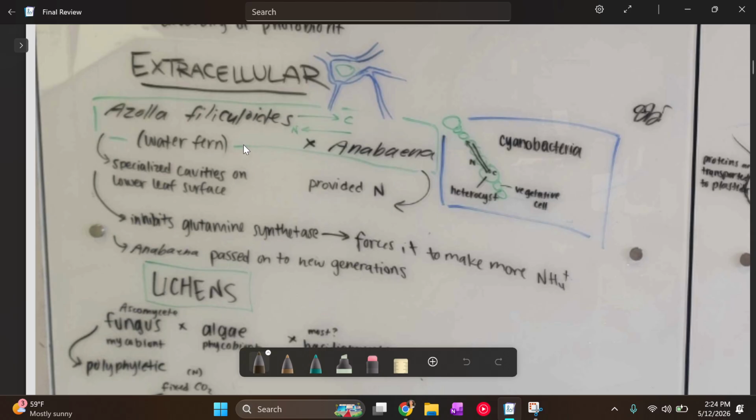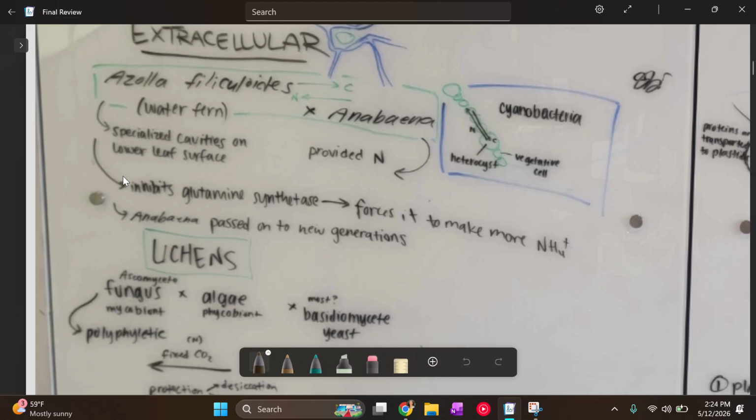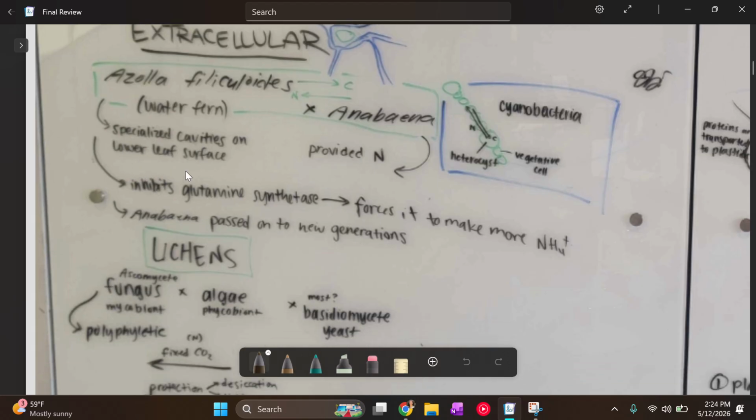Azolla is a plant. It can actually give the carbon, which is unlike the other relationships we hear about with algae. It just sits in little cavities on the leaf of the fern, and it inhibits this enzyme glutamine synthetase of Anabaena, which tells it, oh, we have enough fixed nitrogen. Since it's broken, it's like, well, we need to keep making more.